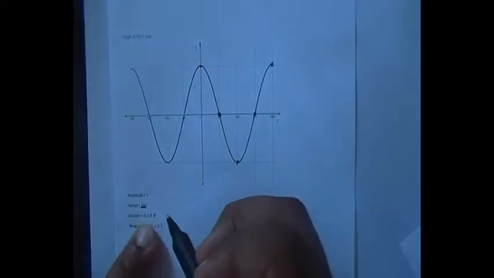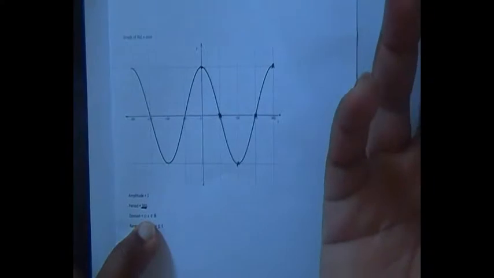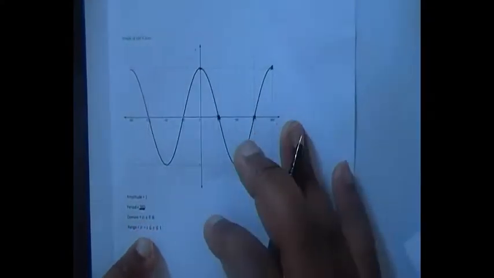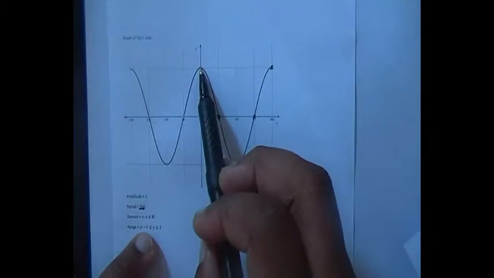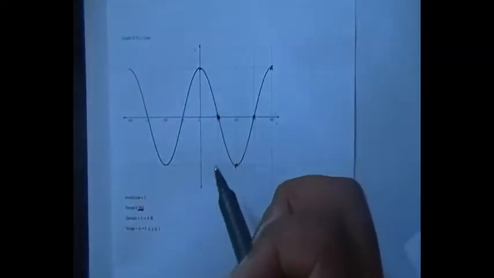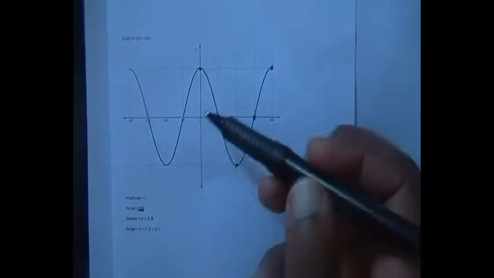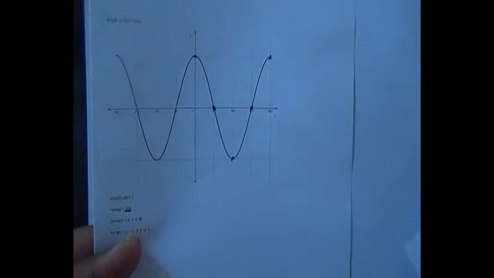So the domain, any x value can be input in, and the range, the cos also has an amplitude of 1, just like the sine function, because you can't go more than 1. All right, so that is the properties of the cos and sine.